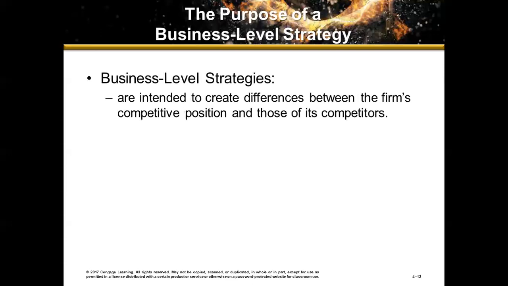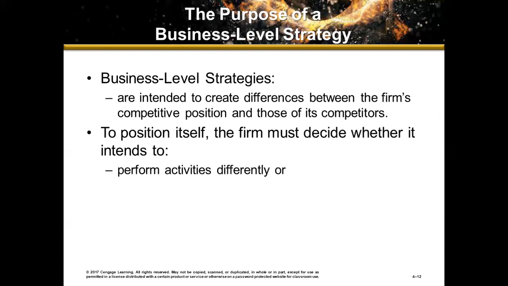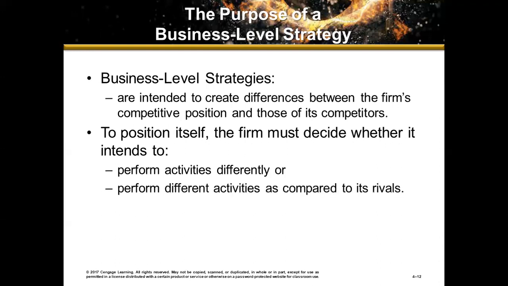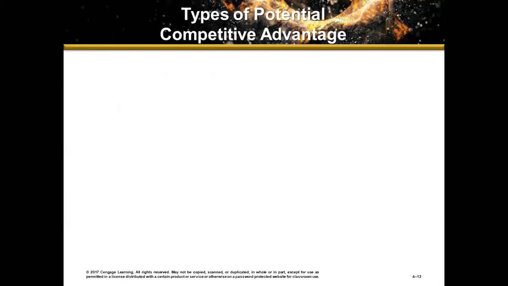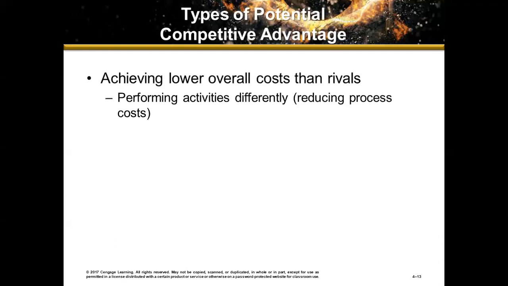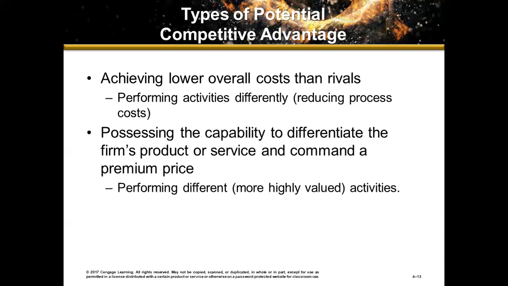Business level strategies are intended to create differences between the firm's competitive position and those of its competitors. To position itself, the firm must decide whether it intends to perform activities differently or perform different activities as compared to its rivals. Types of potential competitive advantage. Achieving lower overall costs than rivals, that is performing activities differently, reducing process costs. Possessing the capability to differentiate the firm's product or service and command a premium price, that is performing different, more highly valued activities.